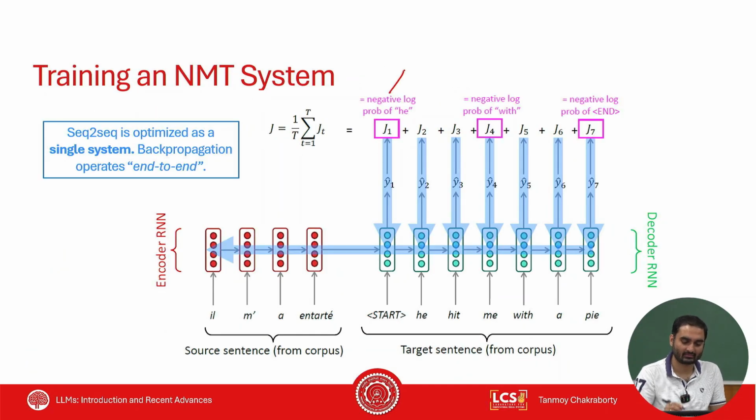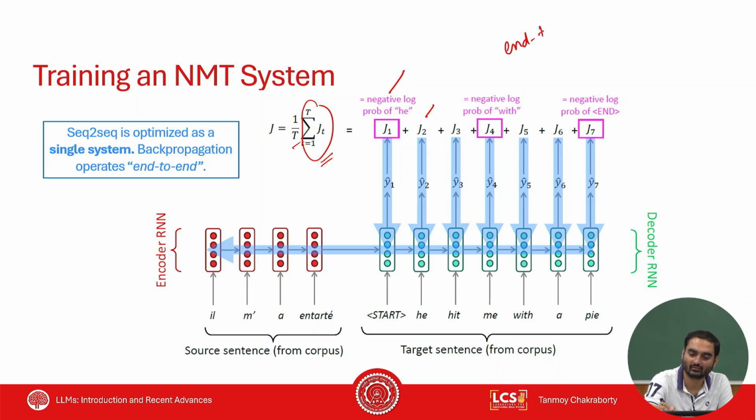Look at this. So here you have an error J1, error J2, J3, J4, J5, J7, right? And the total error is basically the sum of these. This is the total error, and you normalize it by the number of output tokens T, okay? And then when you do back propagation, this loss will affect all the hidden states. This is end-to-end training.